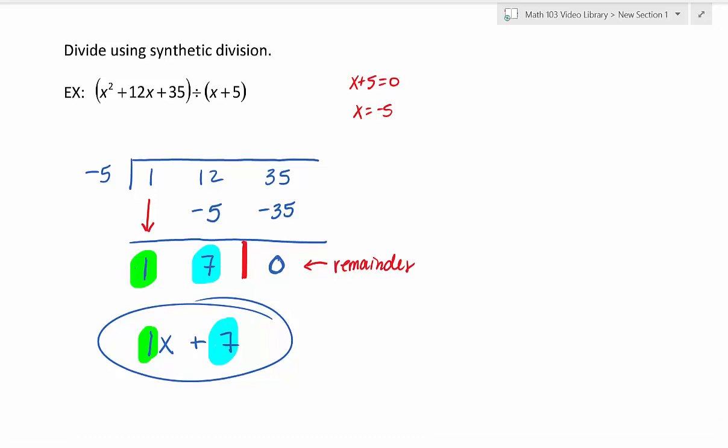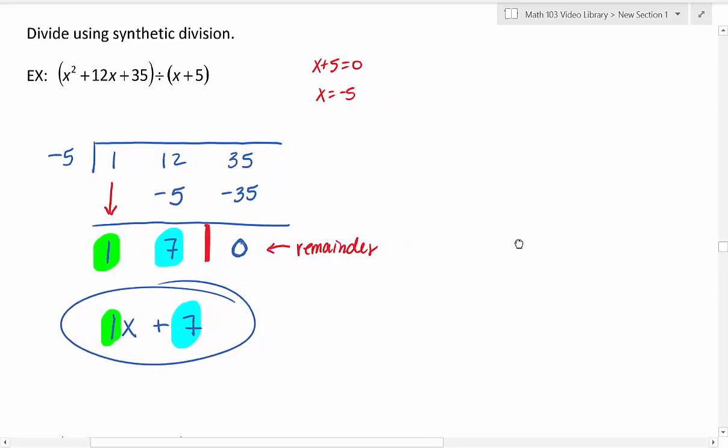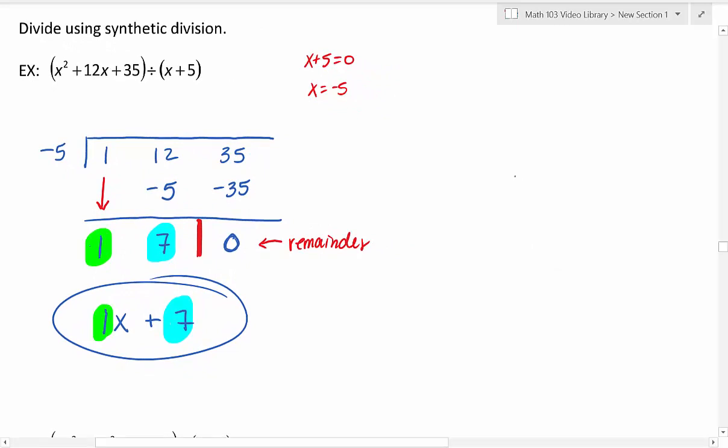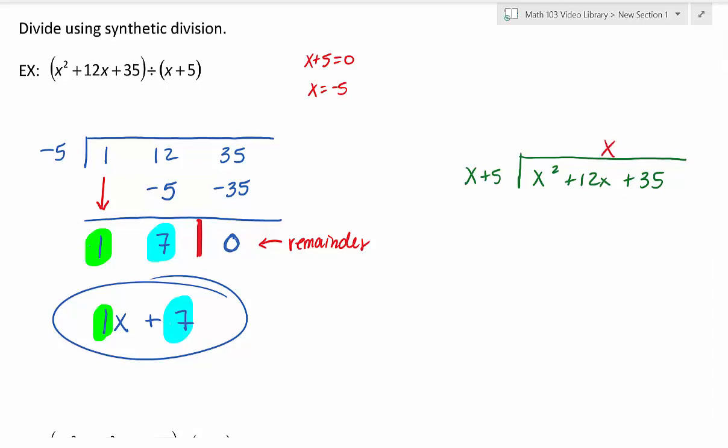I want to do the same problem here on the side using long division just to show you the parallels between the two processes. I'm going to do it quickly. X goes into x squared, x times, we multiply back, x squared plus 5x. We need to subtract this whole thing, so we change our signs. Adding down, x squareds fall out, 12x minus 5x is 7x, and we bring down our next term.